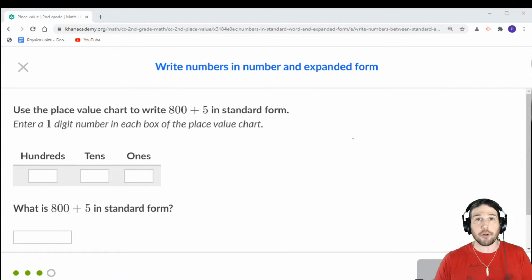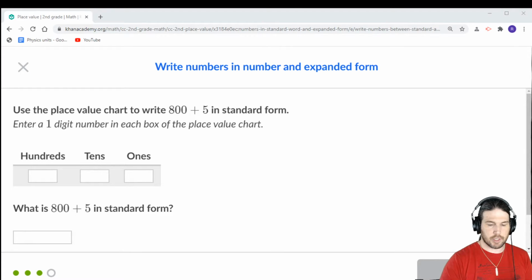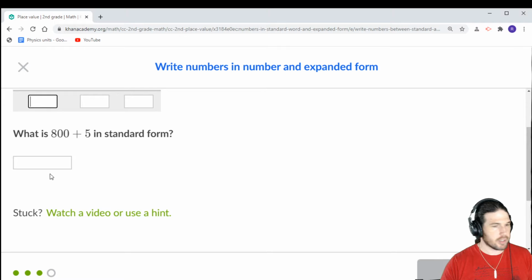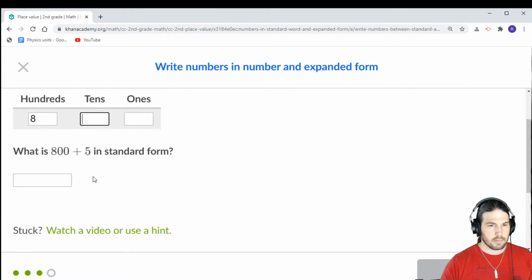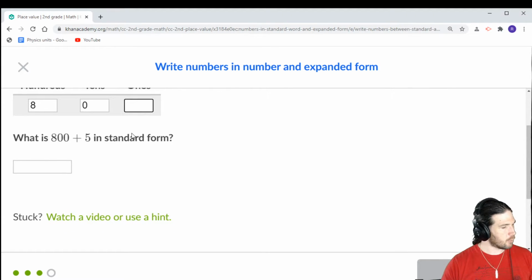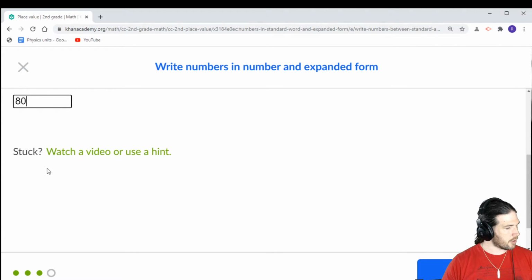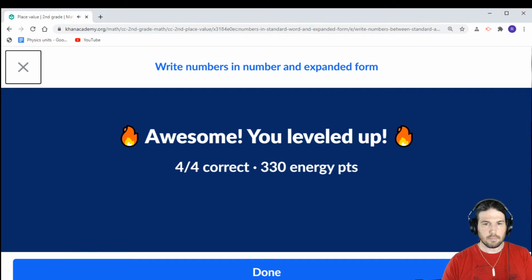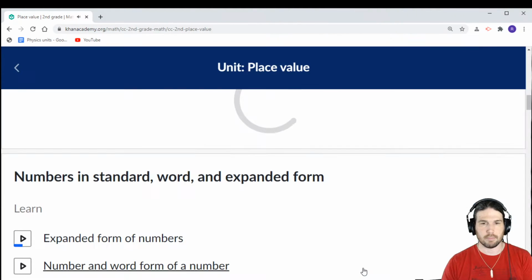When I say 805, I'm literally saying 800. Oh, right, I keep doing that. I'm literally saying 805. I keep forgetting to switch back to my pen when I erase stuff. All right. Use the place value 805, so that's 8 hundreds, 0 tens, 5 ones. That's 805. Awesome, you leveled up.